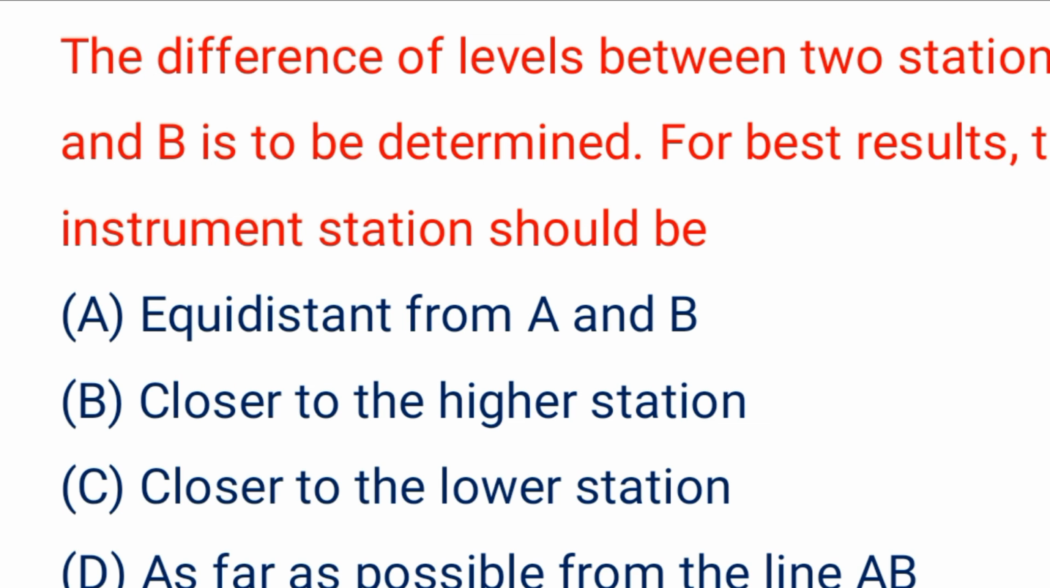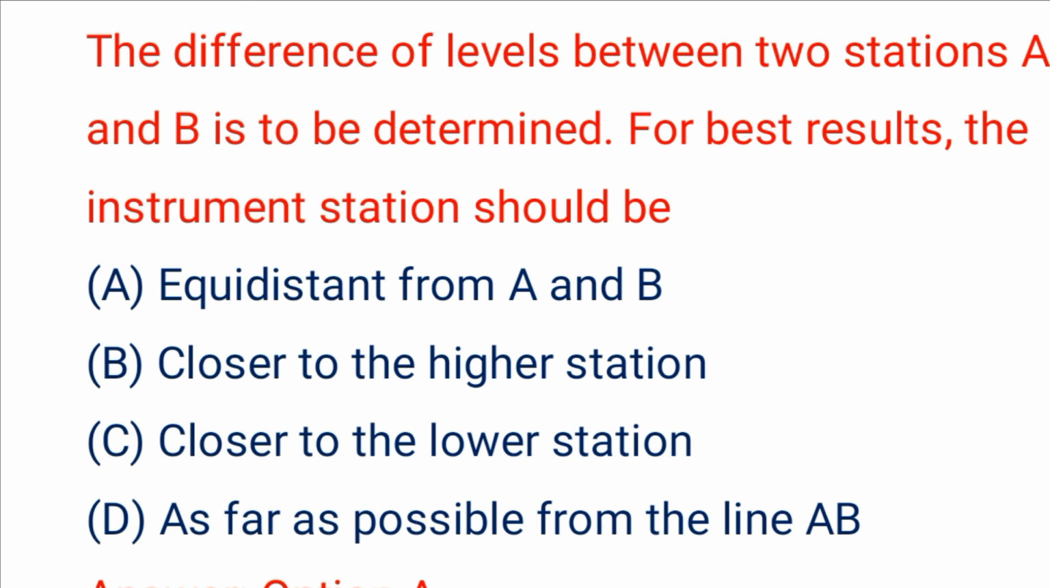Next question, the difference of the level between two stations A and B is to be determined. For best result, the instrument station should be option A equal distance from A and B, option B closer to the higher station, option C closer to the lower station, option D as far as possible from the line AB. So the correct answer is option A equal distance from A and B.